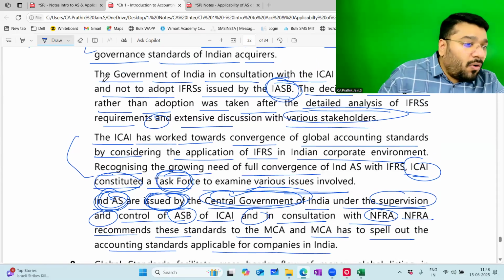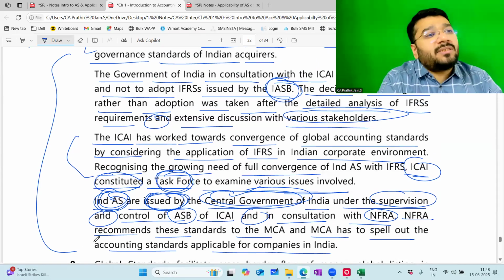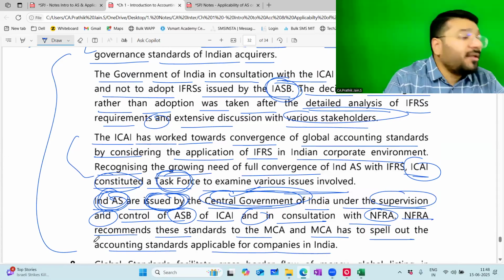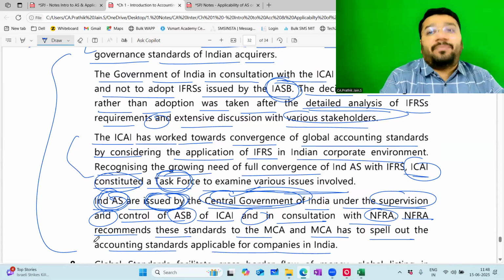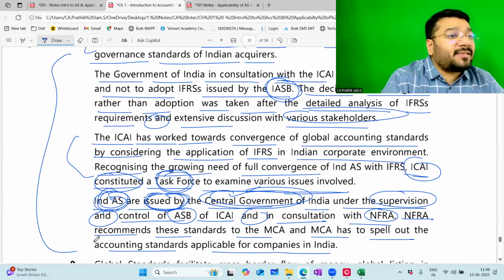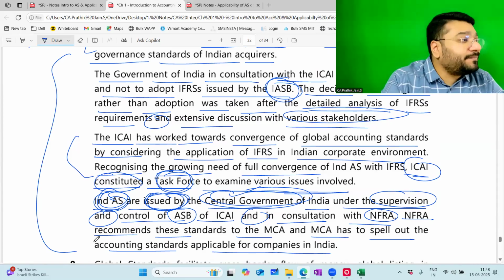Almost the same thing. So this is a similar procedure. Here and there the deviation could be there. But for Ind AS, they have not gone into that much depth, as much depth as they've gone for AS. So if you write this much, it is more than sufficient.